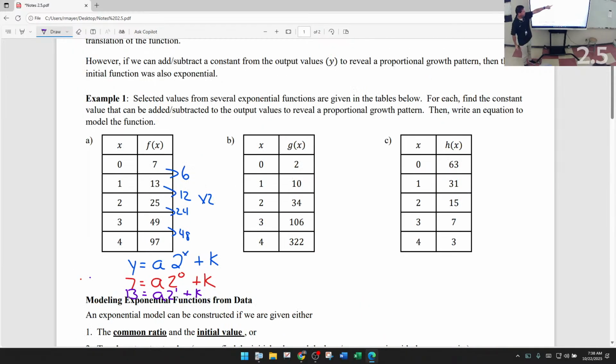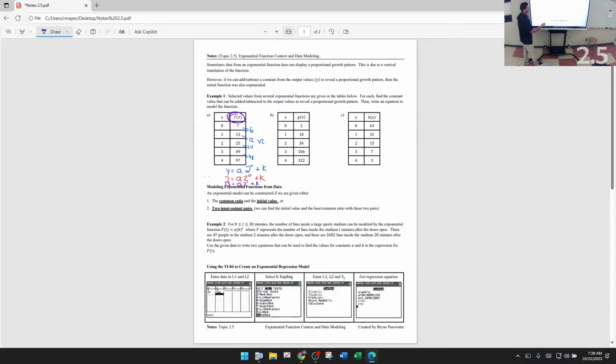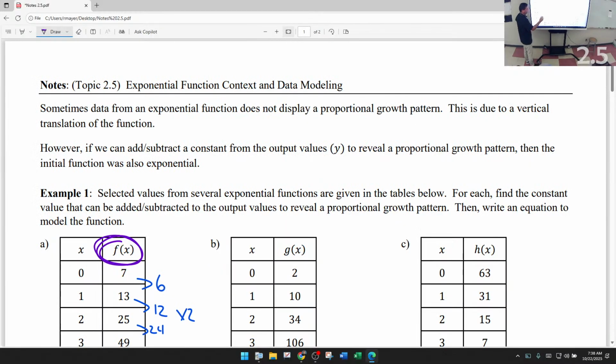Selected values from several exponential functions are given below. For each, find the constant value that can be added to the output values to reveal a proportional growth. Then write the equation. So the constant was 1. And then the equation was f of x. You should use f of x. F of x equals, and then we found that 6, I can't remember now, right? 2 to the k plus the 1.